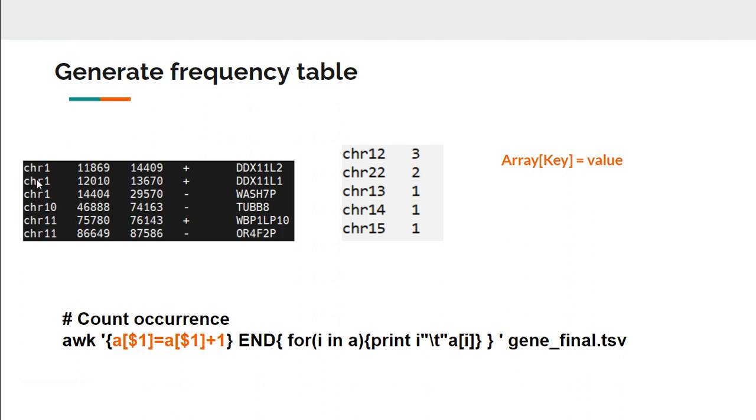When the second line comes, again $1 becomes chr1, and a of $1 is already 1 from the first line. Now 1 plus 1 becomes 2, and that value will be replaced. So after the second iteration, chromosome 1 is the key and the value is 2. Similarly for the third line, it will be 3. But when chr10 comes, the array is seeing it for the first time, so the value will be 0, and 0 plus 1 will be 1. So chromosome 10 will be the key and the value will be 1. Like that, after the complete iteration, we will get the keys like this.